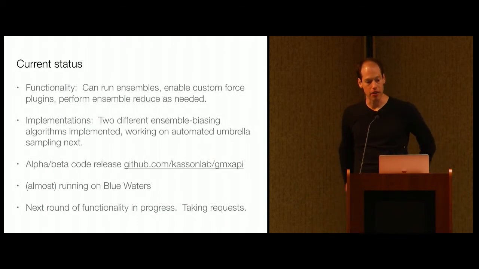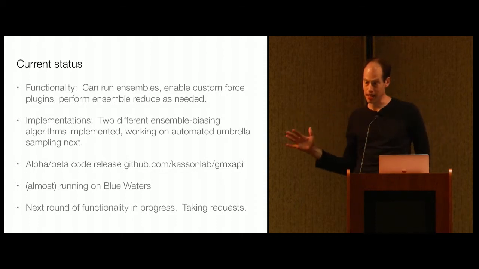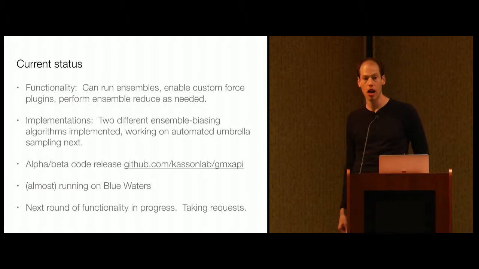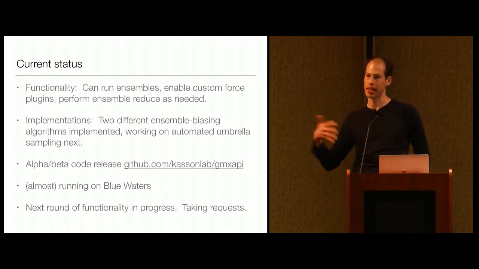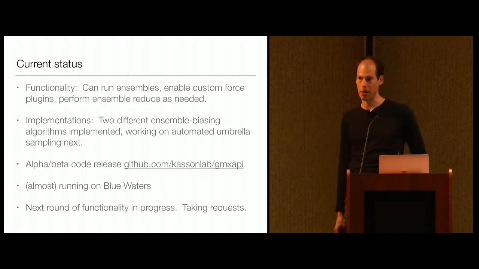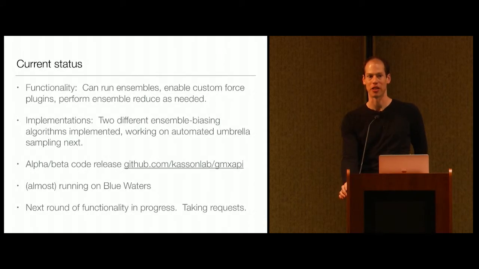So the current status of this code: the pieces of functionality that we have enabled in a pre-release version are running ensembles, custom force plugins, the ensemble reduce as needed. We've implemented this for 2 different ensemble biasing algorithms. The next thing we'll be doing is automated pulling runs and umbrella samplings to calculate PMFs. We do have an alpha beta code release. This is probably within about a day or 2 of running on Blue Waters. We're very close. The Python environments are a little more challenging, as most of you know.